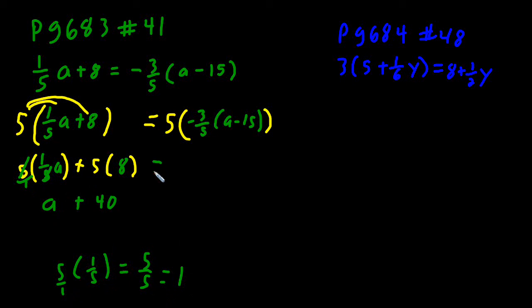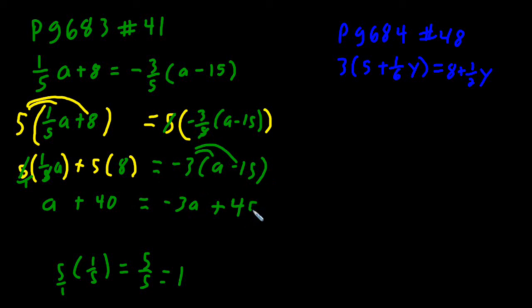If we do the same thing here, the 5 is going to go times minus 3 times a minus 15. Here you need to distribute the negative 3, and so negative 3 times a is minus 3a, and minus 3 times a minus 15 is plus 45. Okay, so what did I do here? I had two fractions, and I multiplied both sides by 5, and that cleared out the fractions.